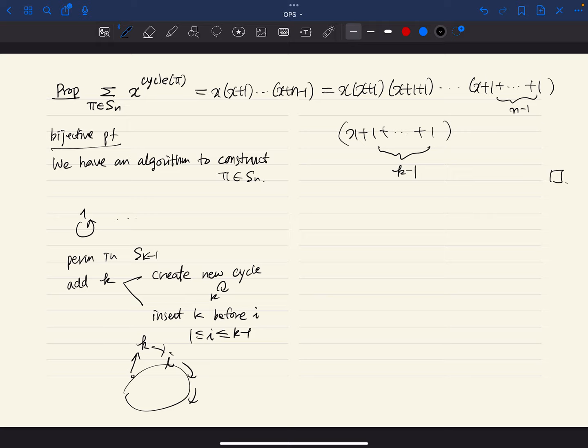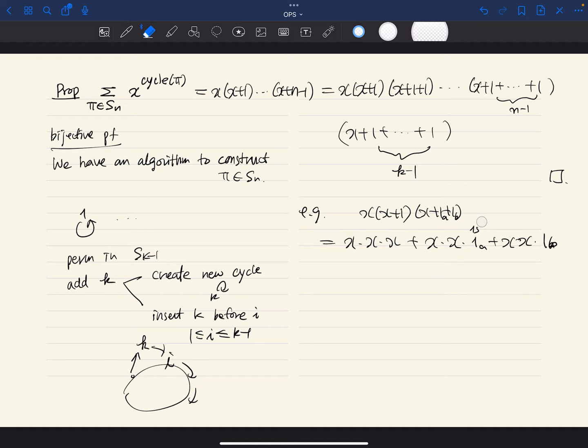Does this make sense? So in other words, if you expand this, so for example, x plus 1, x plus 1 plus 1. This is x, first one, or x, let's say 1a, 1b, x, 1a, ab. So what I'm saying is each term here corresponds to exactly one permutation, and the power of x in the term is the number of cycles of that permutation. So that's why these two quantities are exactly the same.